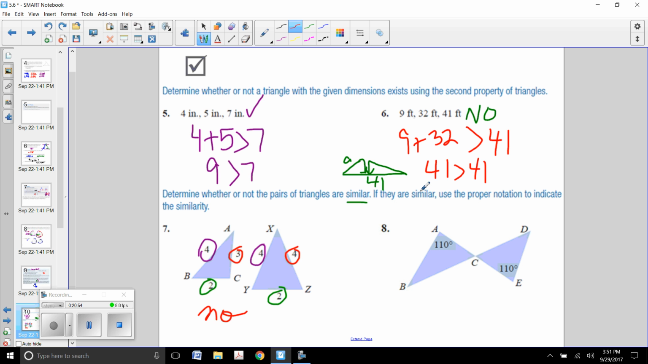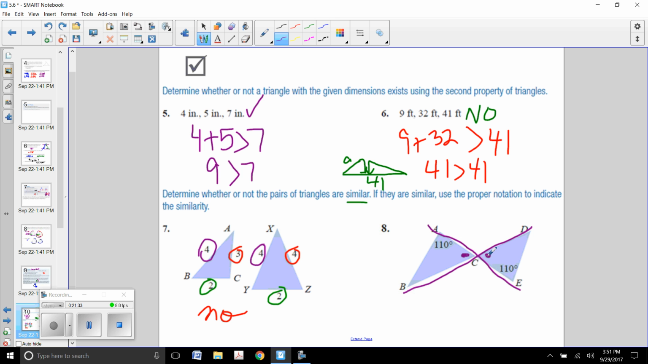Number 8 doesn't look like they're similar when I first look at it, but let's go through what we know and what we have and see what we get. When I look at these two triangles, I see that they're created by somebody drawing an X to start off with. And so when I think of it that way, I see vertical angles here. You might not remember that name, vertical angles. Remember I mentioned them maybe as kissing angles. So it reminds me of, and they are congruent. So we have 110 degrees being identical.